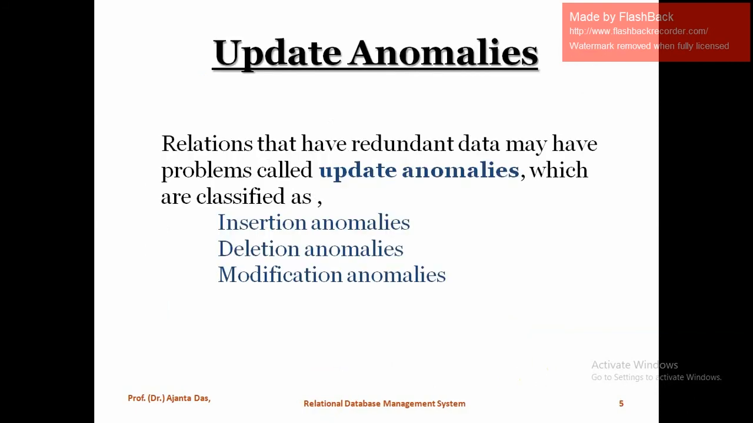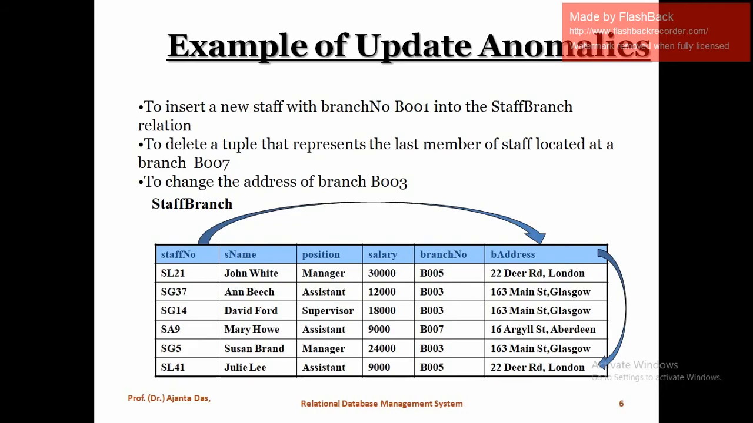Now what do we mean by update anomalies? Update anomalies are divided into three subtypes. This could be insertion anomalies, which create problems while inserting data into the database. Deletion anomalies mean that if from the existing data we want to delete any data from the database, there could be some problem. Modification anomalies: if I want to change the existing value of the data, then there could be some problem.